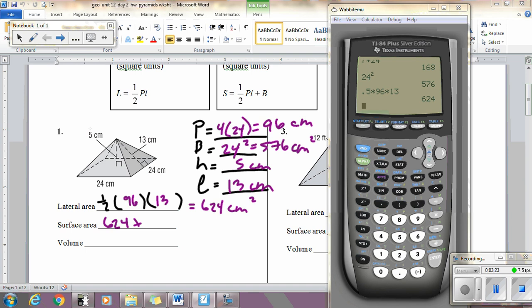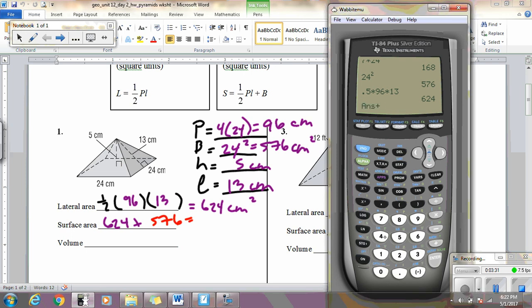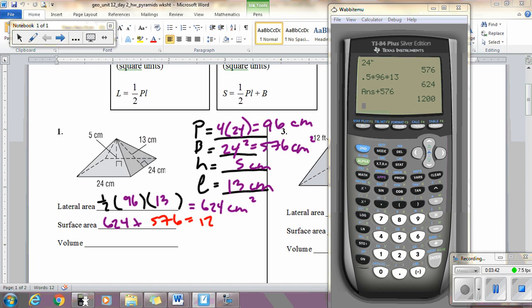To find the surface area, we take our lateral area, 624, and we add one base area. And the base area was 576. So it's already in the calculator. I just need to hit add 576. And it's 1200 centimeters squared.